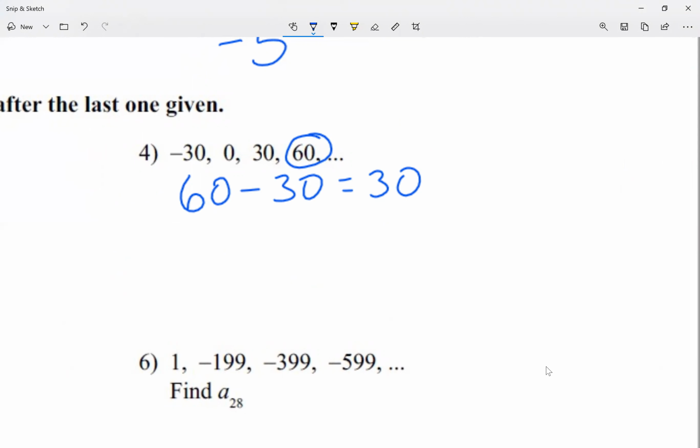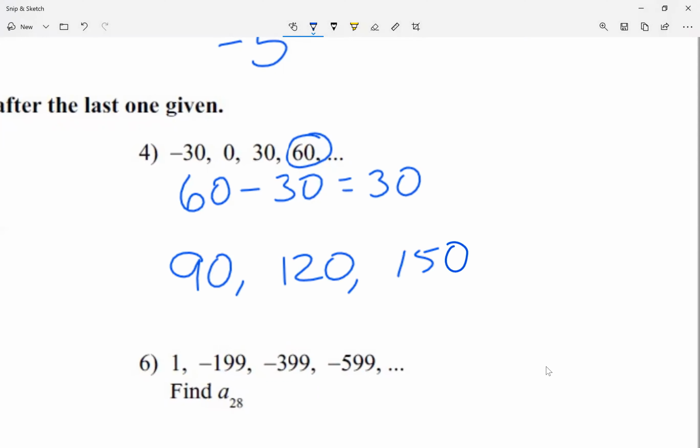The last number on my list is 60. Let me add 30, right? 60 plus 30 gives me 90. Plus 30 gives me 120. Plus 30 gives me 150. Again, don't forget the commas. Don't forget the space after the comma. All right, that's not that bad.